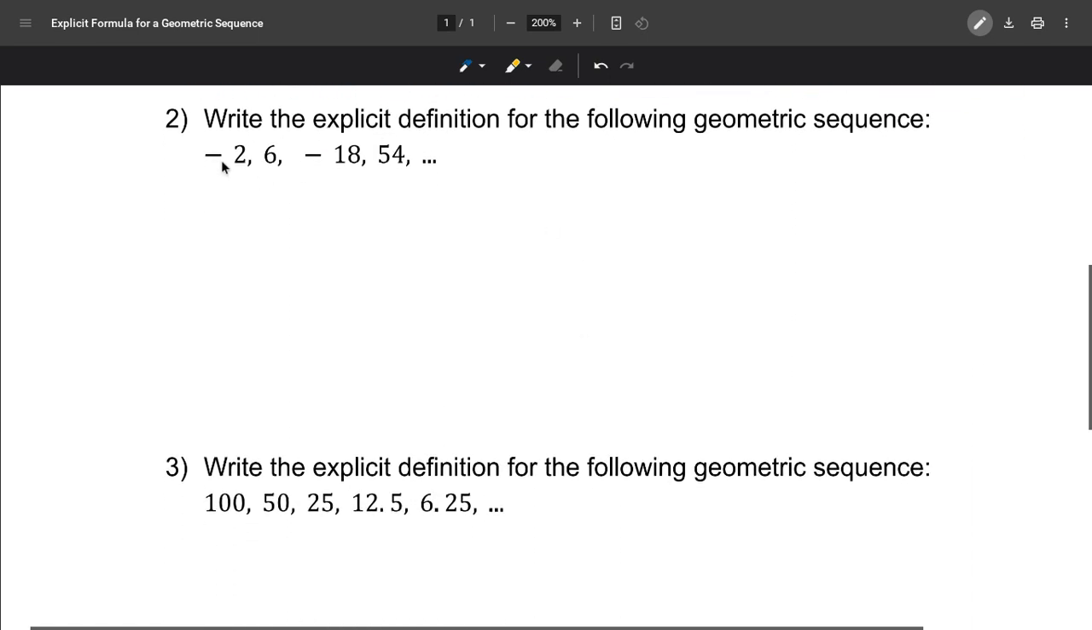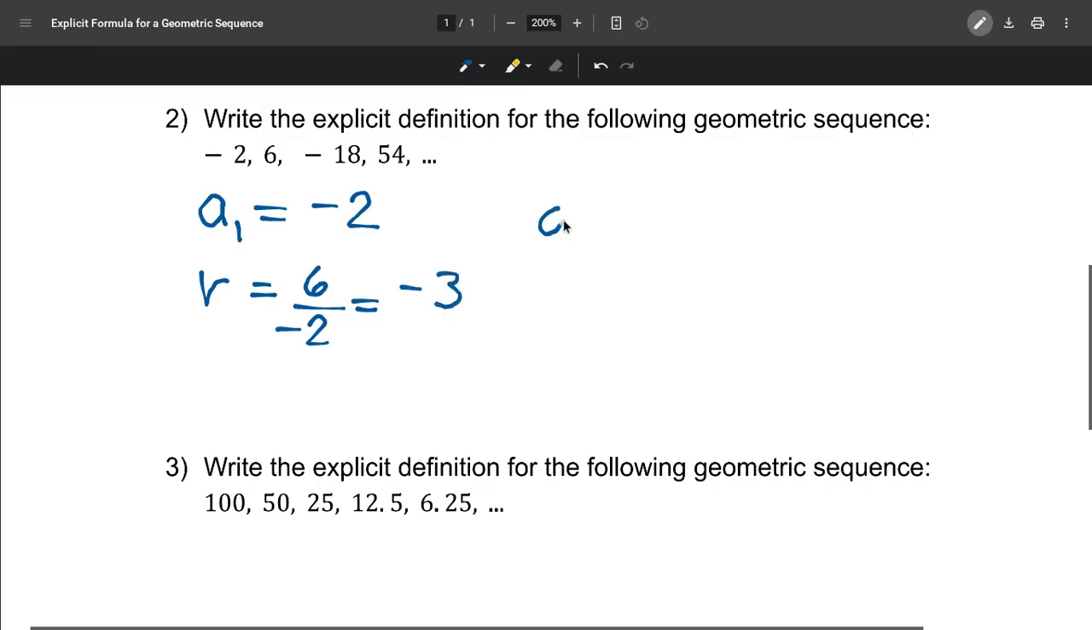Okay, this time we have negative 2, 6, negative 18, 54. So our first term is going to be negative 2. To figure out our common ratio r, let's pick a term, let's say 6, and divide it by the term before, so divide by negative 2. So in this case, our common ratio is negative 3.